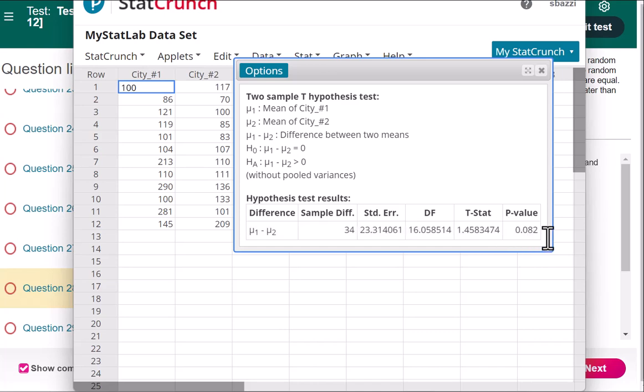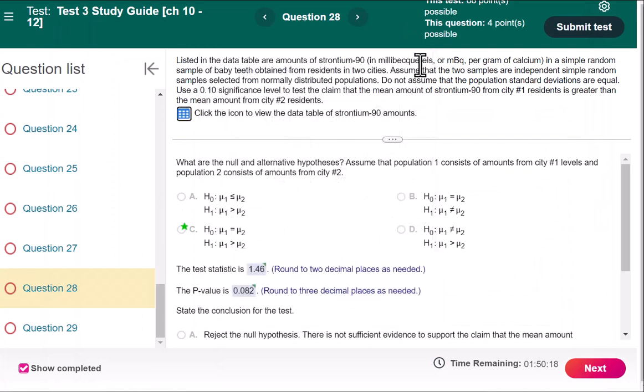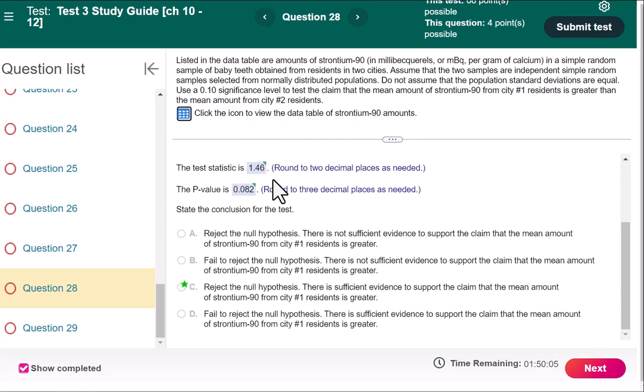The test statistic is 1.458347 and the p-value is 0.082. And we're testing against what alpha? 10%, so 0.08 is less than 10%, so you reject the null hypothesis and you say there is enough evidence to support the claim that mu1 is greater than mu2.